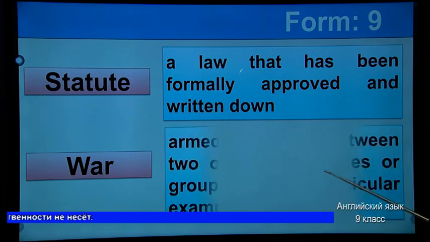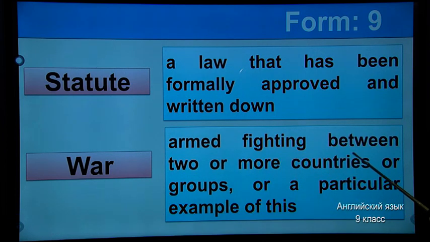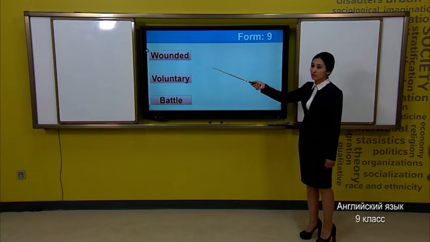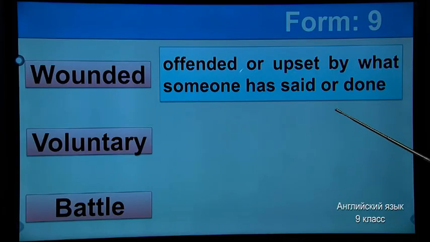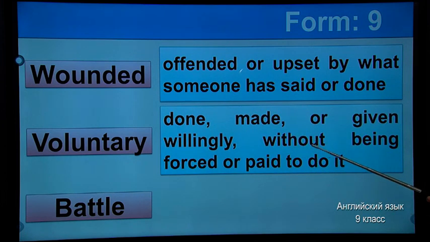Good job. Armed fighting between two or more countries or groups, or a particular example of this. The next word, wounded. Offended or upset by what someone has said or done. The next, voluntary. Done, made, or given willingly without being forced or paid to do it.